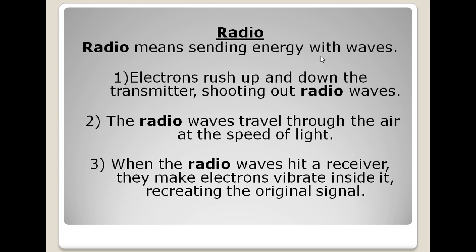Radio means sending energy with waves. Electrons rush up and down the transmitter, shooting out radio waves. The radio waves travel through the air at the speed of light. When the radio waves hit a receiver, they make electrons vibrate inside it, recreating the original signal.